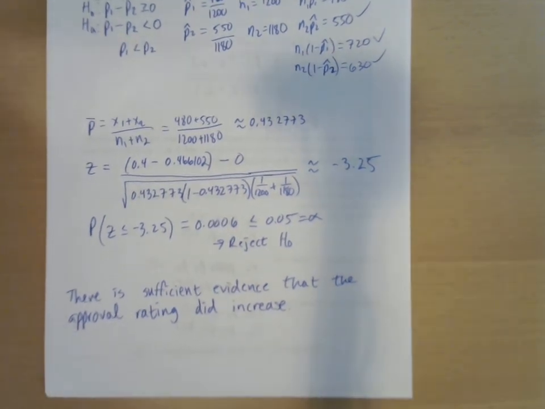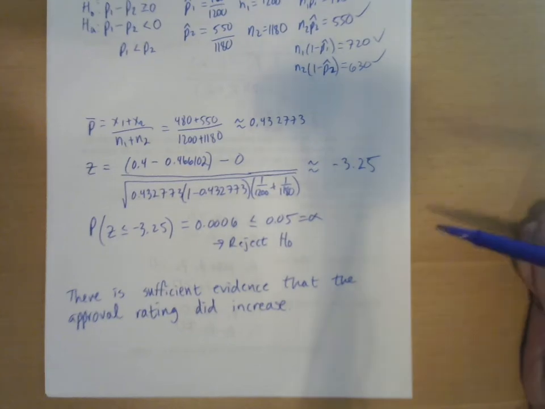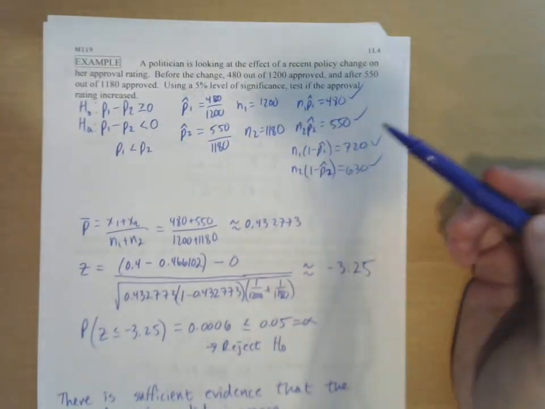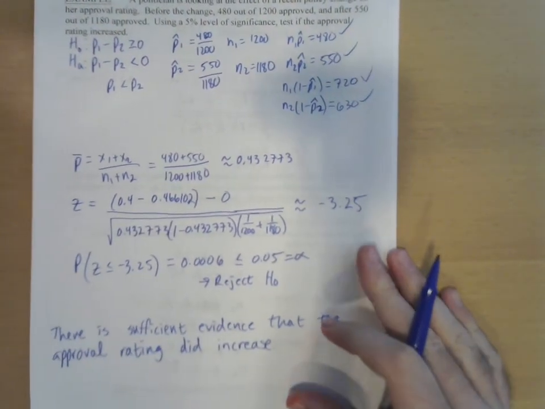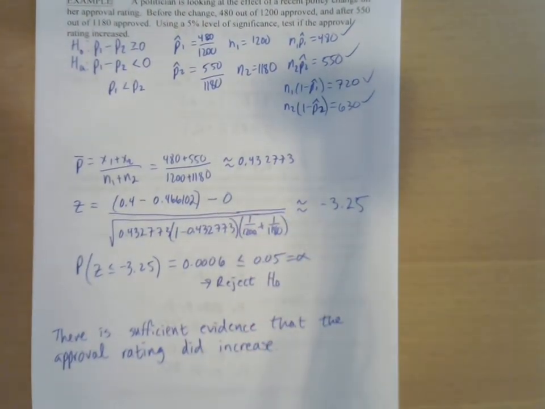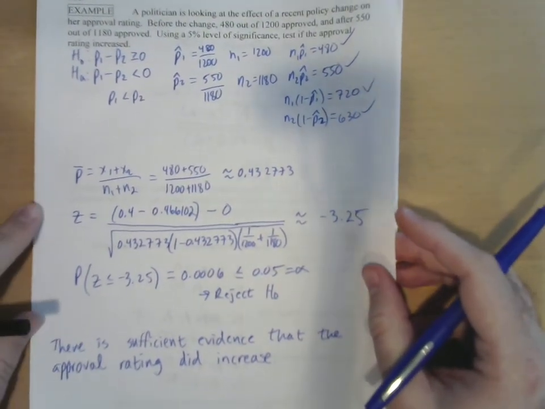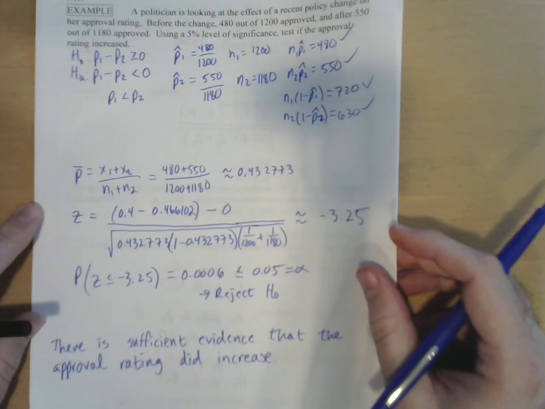Now, this is, of course, only at this significance level of 0.05, our alpha value. And it does not tell us how much it increased. In fact, you can look at the raw data here, 480 out of 1200, 550 out of 1180. We're looking at 0.4 versus 0.46, so not even a full percentage point. But this is something that you would look at if you were comparing one set of approval ratings to another.